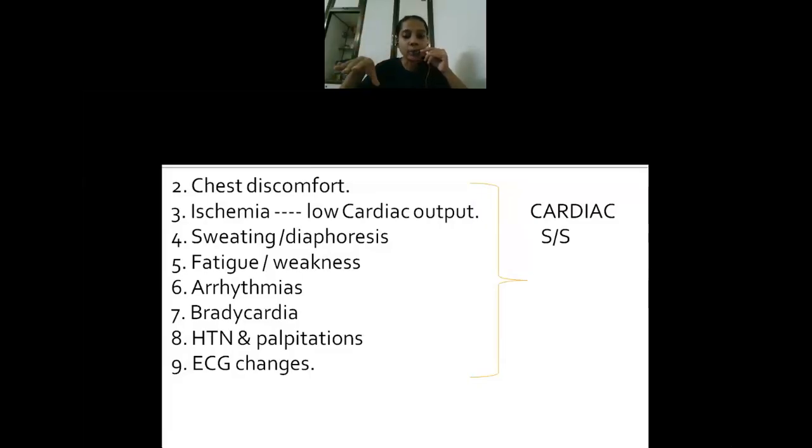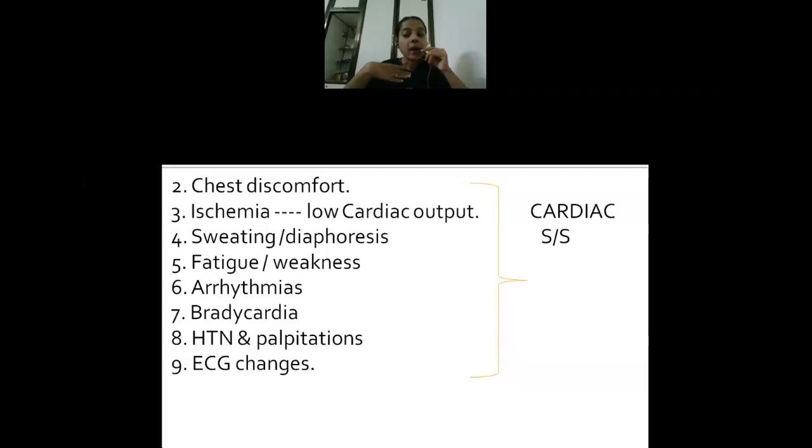And again, the patient will be sweating a lot, that is called diaphoresis. They will feel extreme fatigue or weakness. There will be change in the ECG. ECG changes will be there, change in the rhythm will be there, that is arrhythmias. And patients can have sometimes hypertension, sometimes hypotension also, and palpitations. They can feel their heartbeat.